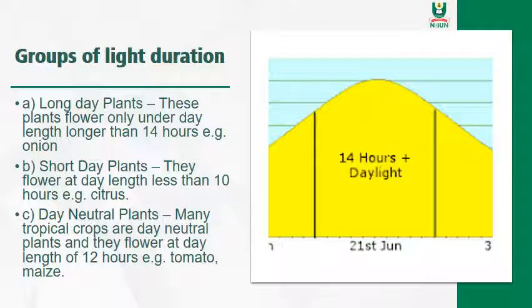And we have the neutral day plants, which most of the plants belong to, and these require about 12 hours of sunlight. We have examples of tomato and maize in the day neutral plants. You can see the hours of sunlight in the chart, 14 hours, less or more. The long day plants fall under the 14-hour regime, while the others fall on either side. So these are the groups of light duration.